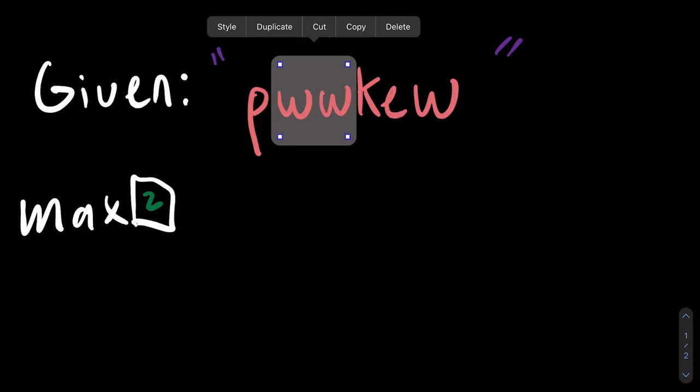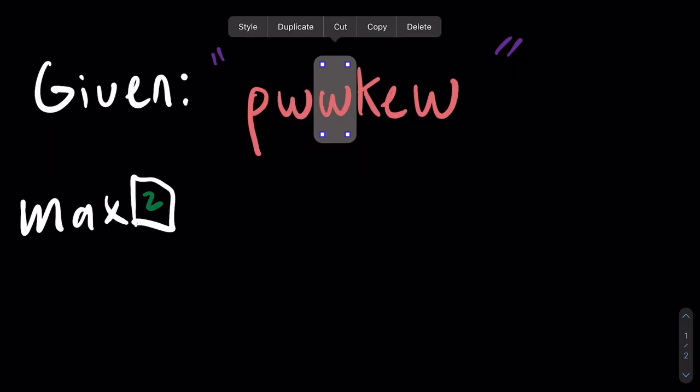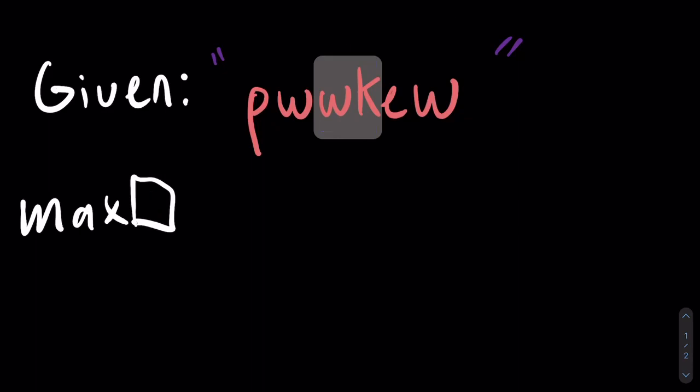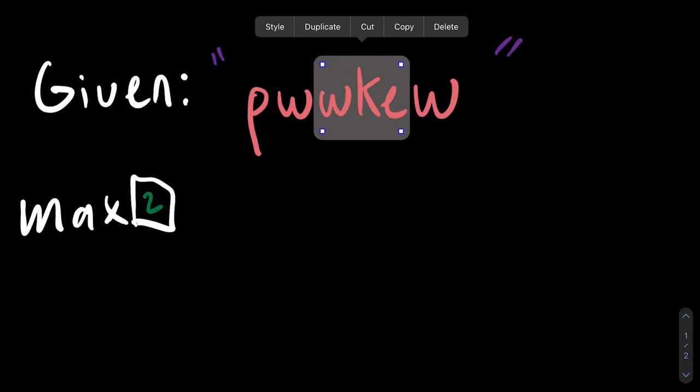WW does not have all unique characters, shift it to the right one. And now W has all unique characters, but our current max that we've seen is 2, which is larger than 1, so we're not going to update max. Expand it to the right one. WK has all unique characters, max is 2. WKE has all unique characters, and so the new max will be 3.